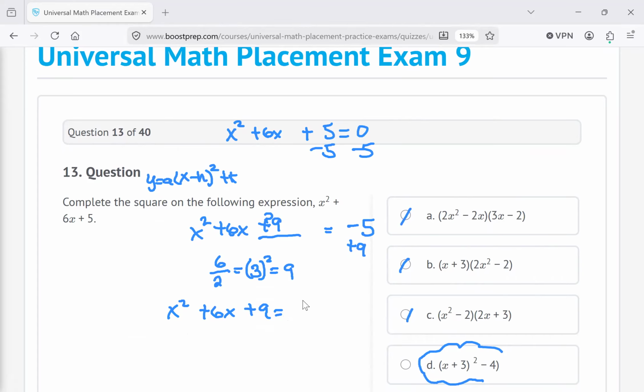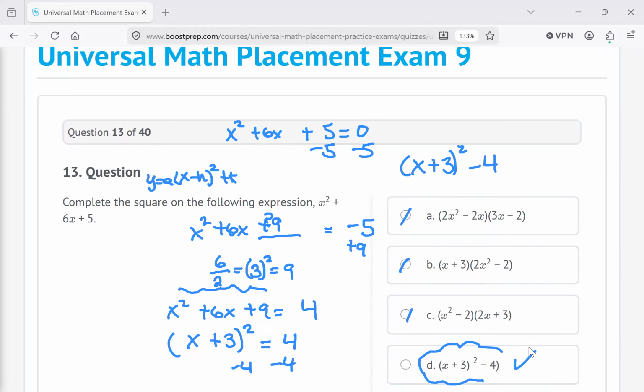Then on the left side you go backwards and put it in factored form. It's going to be x plus half of your b. If your b is 6, half of that is 3. Square that, equals 4. And then you move this constant to the left. As you can see, this is my answer: parentheses x plus 3 squared minus 4. Okay, so that is letter D.